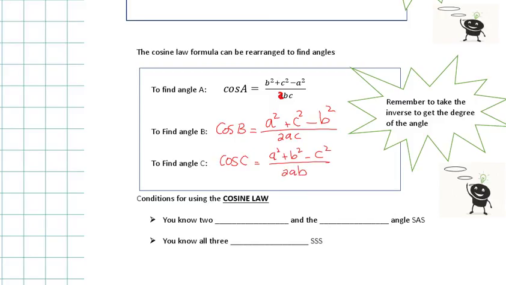When you're done using this formula, you're going to get a decimal. In order to find the angle, you have to do the inverse cosine, to get the angle. Now, when do I use this case? I use this case if I have all three sides and I'm looking for an angle. So if I know all three sides, and I'm solving for an angle.